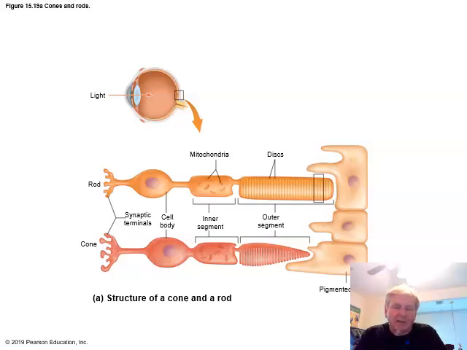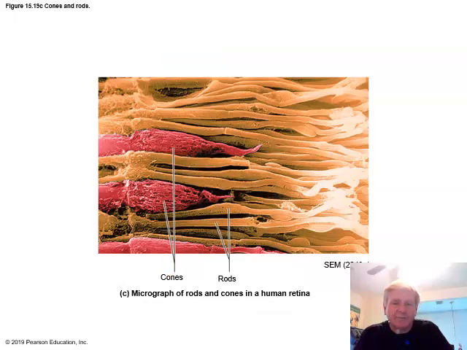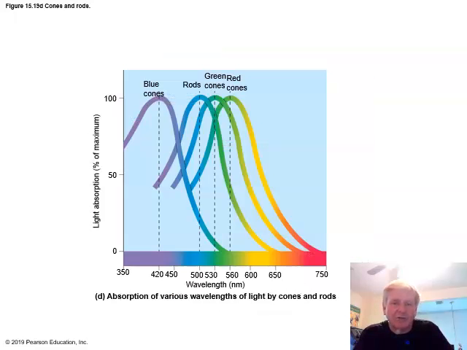And that's, again, another structure of a cone on the bottom and a rod at the top. And this is your rhodopsin in your disc membrane of a rod. There's your rods and cones again. And there's your visible light spectrum, showing you the light absorption as a percent of maximum and the wavelength on the bottom. It ranges between 350 up to about 750 nanometers of light.